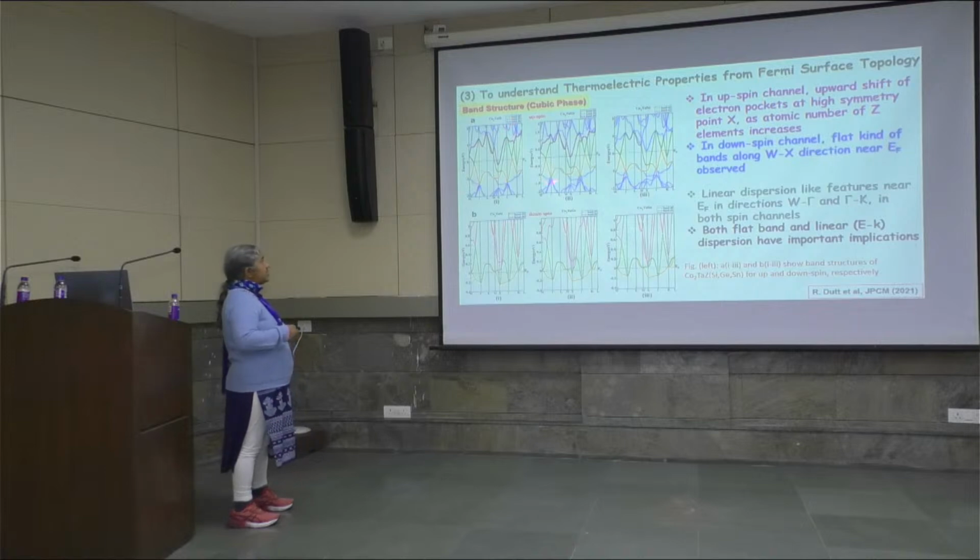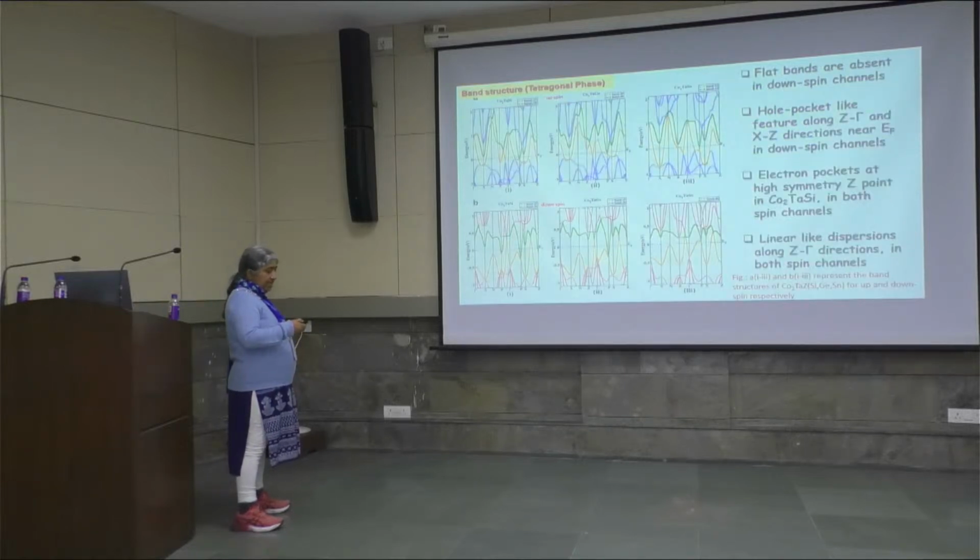So what we find, this is where I have plotted the band structure for the cubic phase of Co2TaSi, Co2TaGe and Co2TaSn, and these are the down spin, this is the up spin, because these are magnetic materials. In the up spin channel, there are some upward shifts and some details, but I want to mention that we see some linear dispersion-like features very near EF in certain directions in both spin channels, and also flat bands, because here I have talked about flat kind of bands also. Both flat bands and linear kind of dispersion have important implications, which I am not talking about here, but I just wanted to mention.